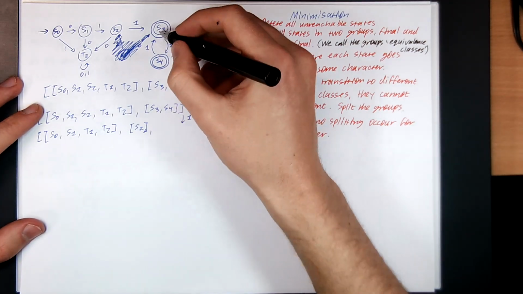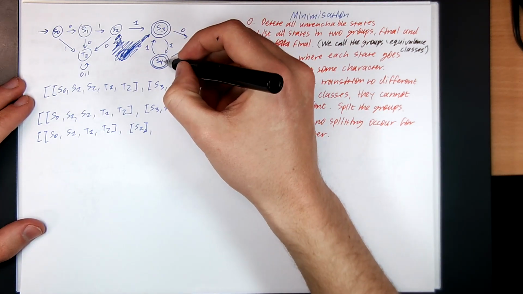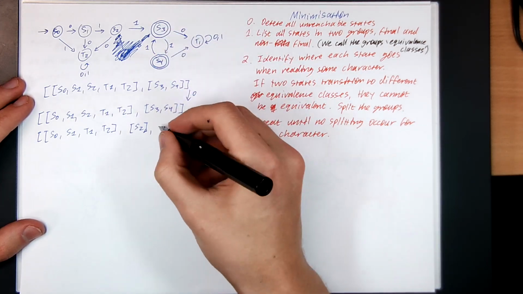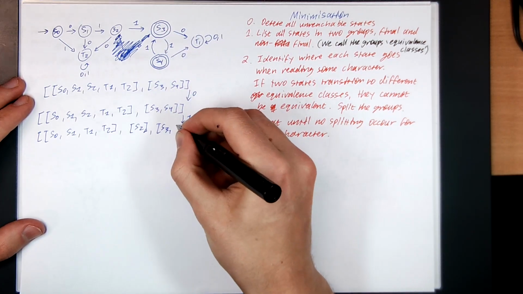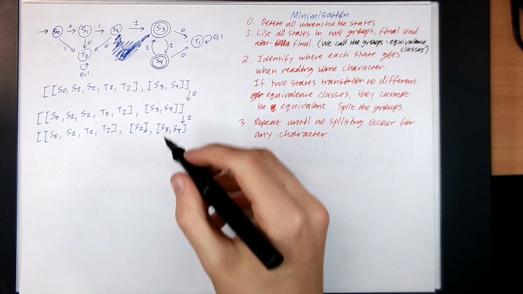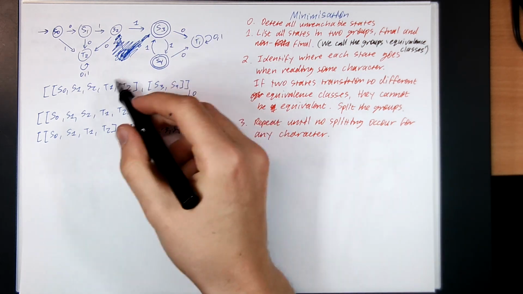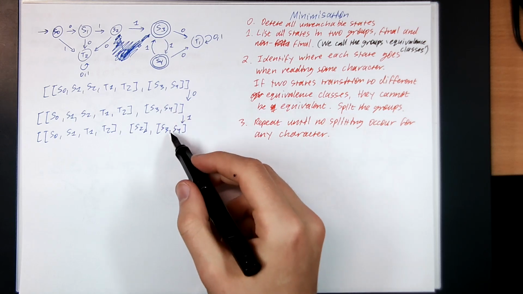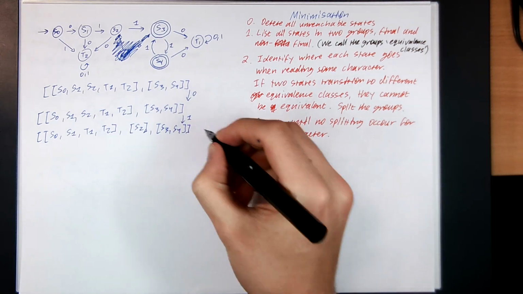S3 and S4, well S3 goes to S4 under a 1 and S4 goes to S3 under a 1, so we can't split because they both go to the same group. So it's not important whether they stay in the group, it just matters whether they go to the same group. So before S3 and S4 both went to this group, and here S3 and S4 both went to the same group. So again, we can't split because there's no evidence that they're different.